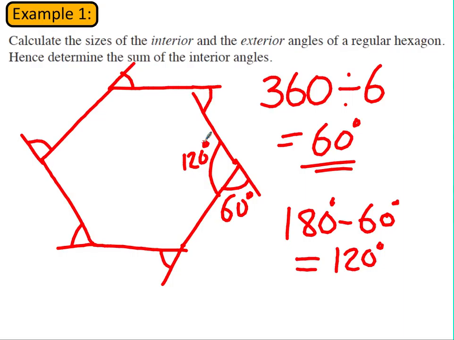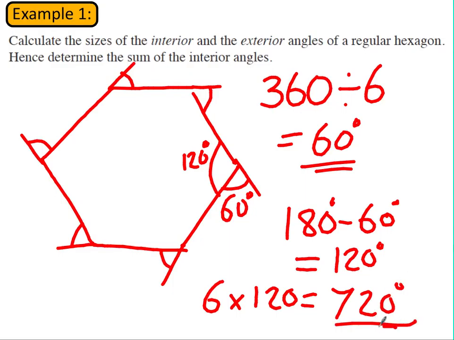The final part of this question is to determine the sum of all the interior angles, and as it's a hexagon, we know that there are 6 of them. So the last part of this is to do 6 lots of 120, which is 720 degrees. That's the sum of all 6 of those sides.